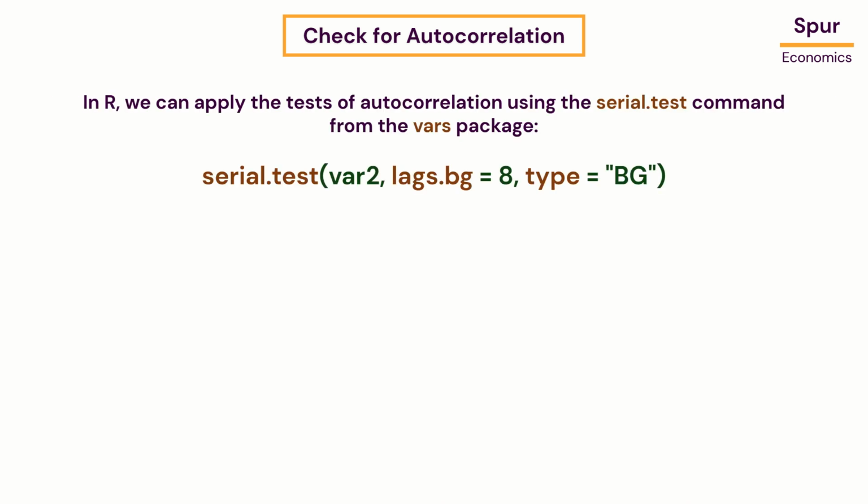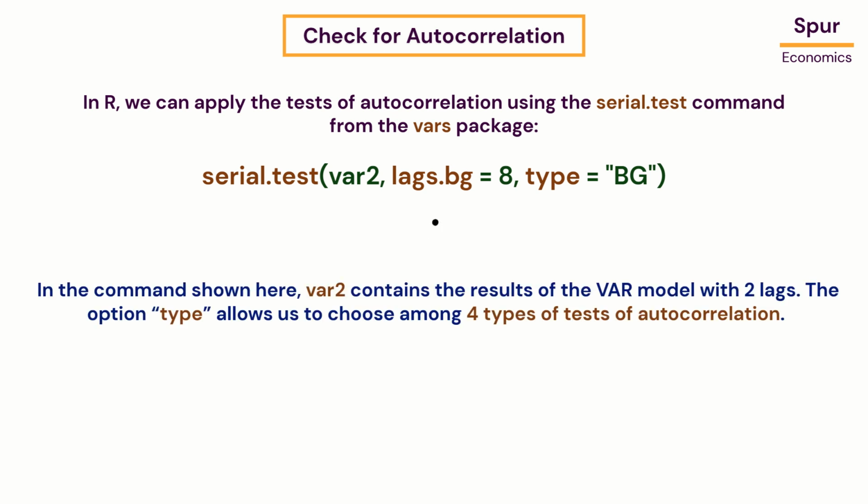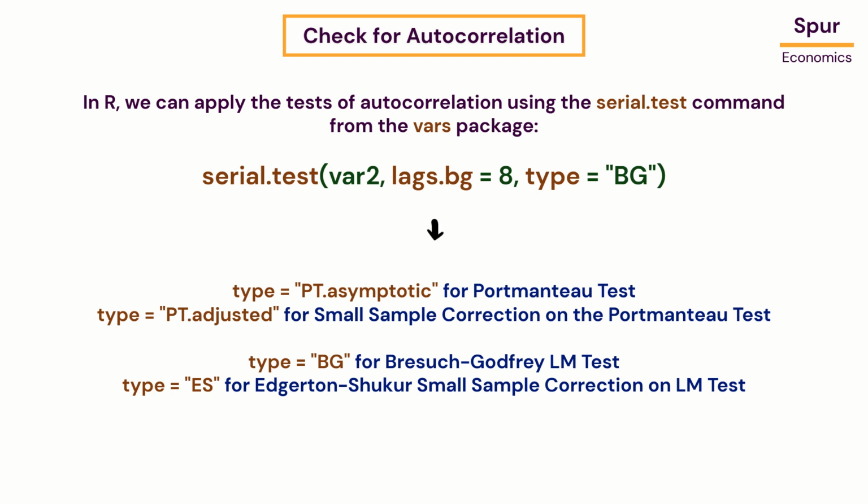In R, we can apply the tests of autocorrelation using the serial.test command from the vars package. In the command shown here, var2 contains the results of the VAR model with 2 lags. The option type allows us to choose among 4 types of tests of autocorrelation. PT.asymptotic applies the Portmanteau test and PT.adjusted applies the adjusted Portmanteau test for small samples. The BG specification applies the Breusch-Godfrey LM test, whereas the option ES applies the small sample correction of the LM test.